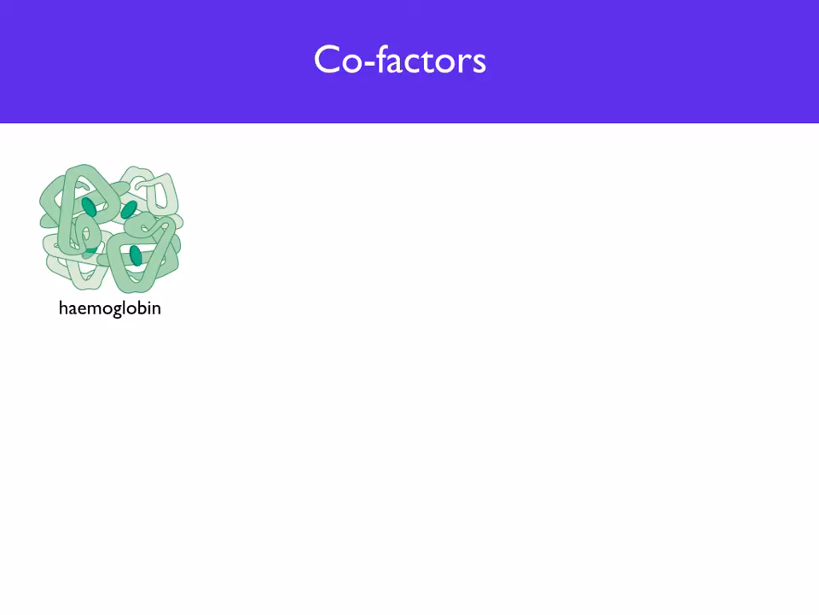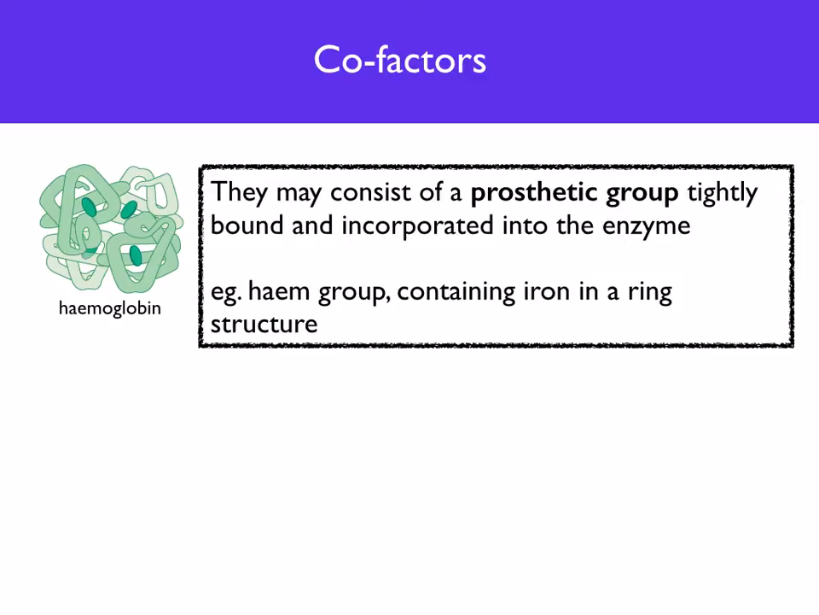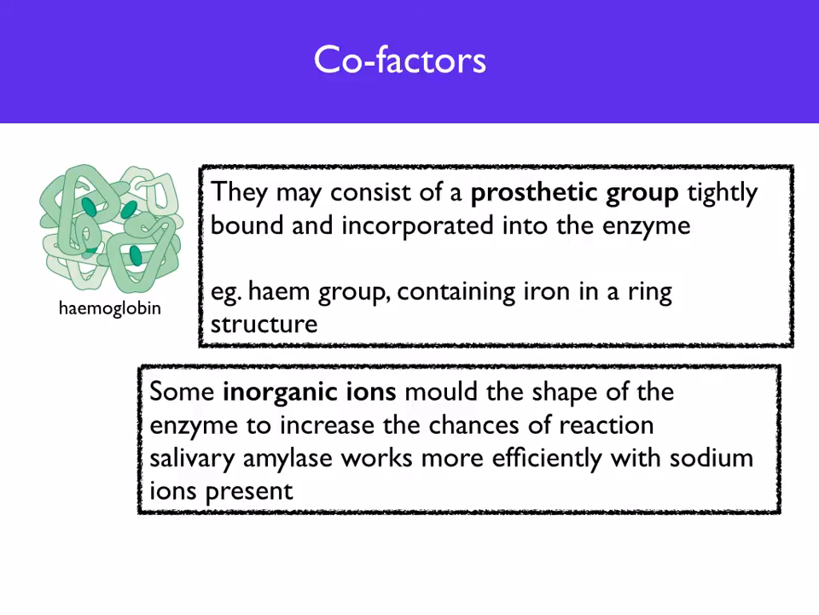Now, cofactors can be either a prosthetic group, which is permanently bound to the enzyme, or a coenzyme, which is temporarily bound. In terms of a prosthetic group, this is tightly bound, and the one that we know is the heme group, which contains iron in a ring structure. And you find this in hemoglobin. You've got some inorganic ions which mold the shape of the enzyme to increase the chance of reaction. For example, salivary amylase needs sodium to work more efficiently. And then you've also got some vitamins.